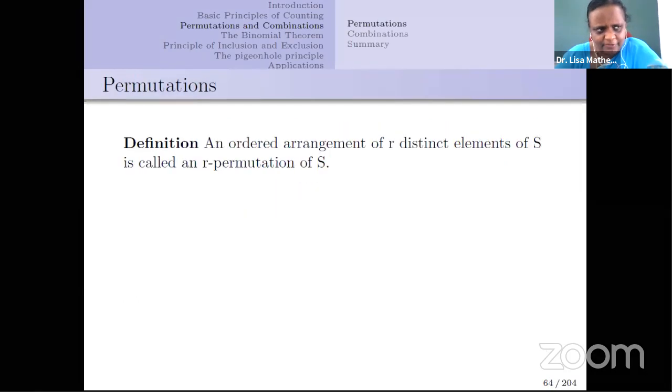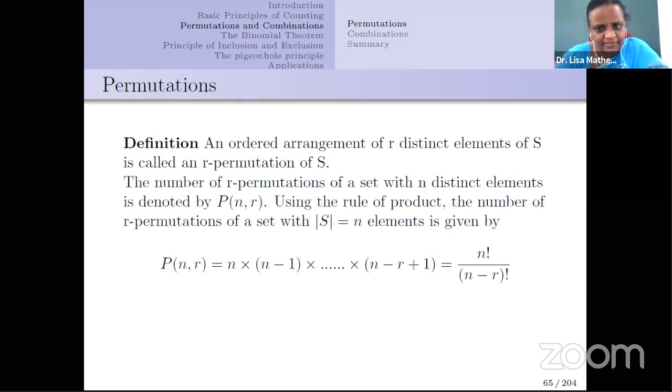Now next, so far we were taking the entire set and rearranging it in some other order. Next we take only a subset of the set and arrange them in some order. So an ordered arrangement of r distinct elements of S is called an r permutation of S. The number of r permutations of a set with n different elements is denoted by P(n, r). Now using the rule of product, P(n, r) is equal to n into n minus 1 and so on up to n minus r plus 1. That means I have r elements starting from n and each element decreases by 1. So ultimately it's going to be n factorial by n minus r factorial.